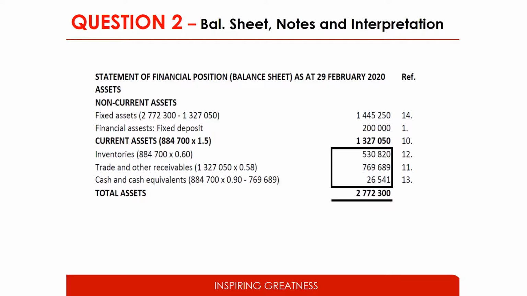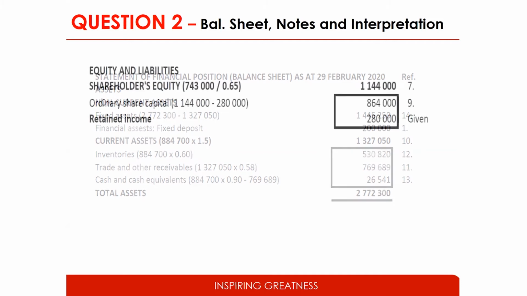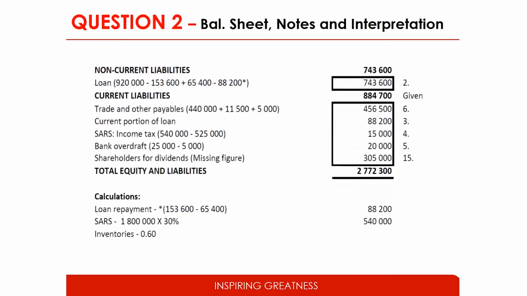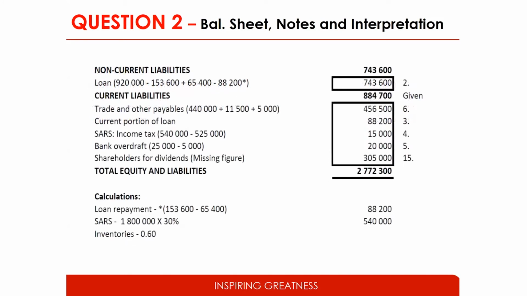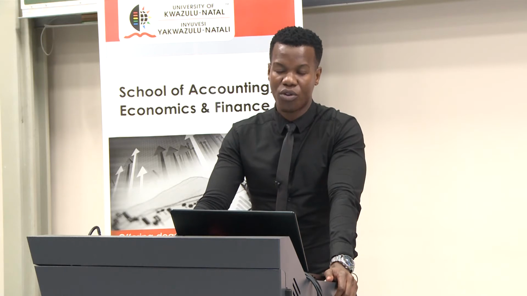For example, your financial assets, which is a fixed deposit of 200,000, that's easy, that's a given. You're also given your current liabilities together with your retained income. All of that is given. I've put it, you plug it nicely in there. Then from the information that has been given to you, you are more likely to get more correct information or required information if you start with your equity and liability section.